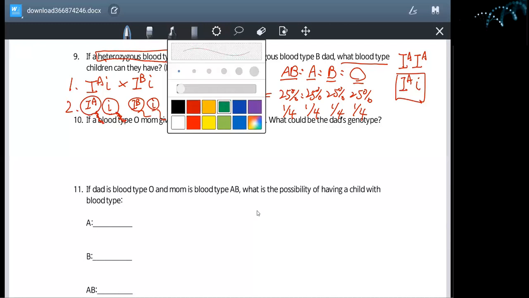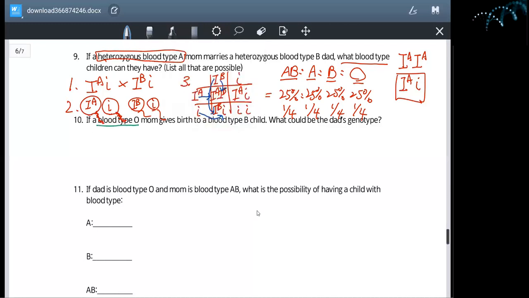Let's change another color. Okay, if a blood type O mom, what's blood type O? Number 1, list out your genotype. Blood type O, what is it? Yes, little i, little i. Gives birth to a blood type B child. What could be dad's genotype? So you got mom, and then you're asking for dad. Do you see what I'm doing here? I'm trying to build a pedigree. You got mom who is in a circle, dad who is in a square, and then you got a child.